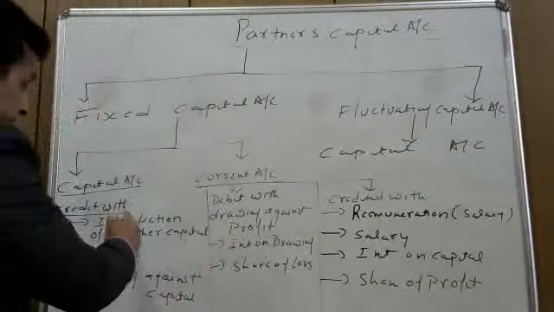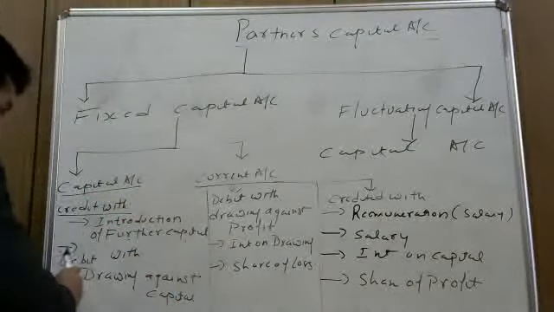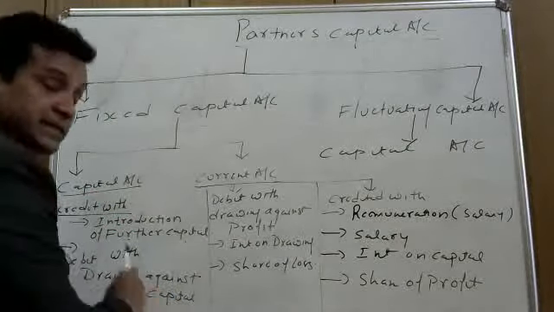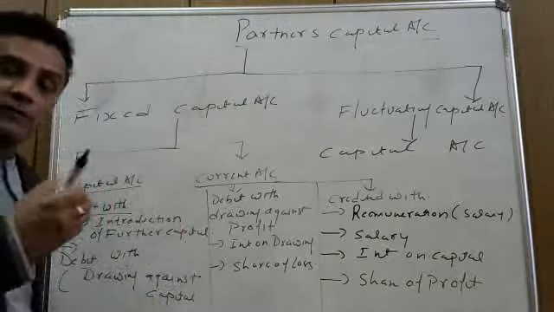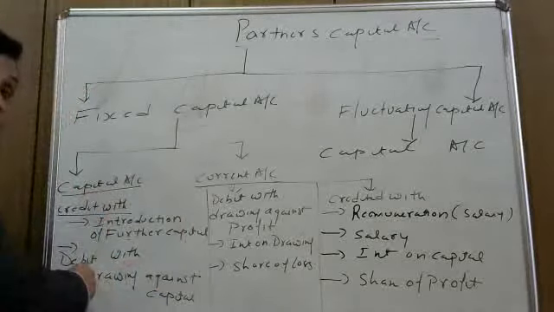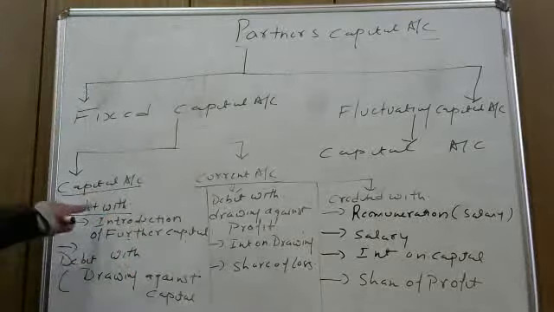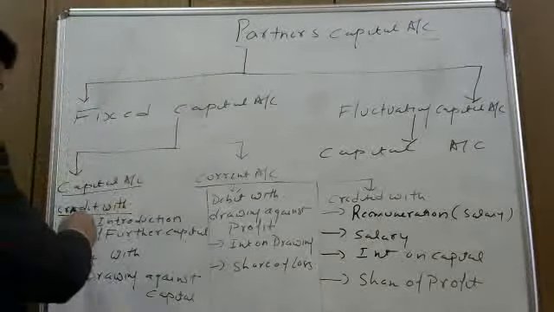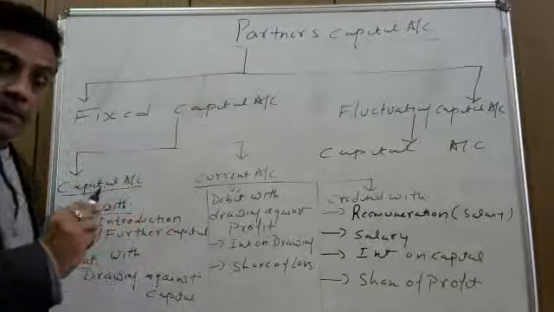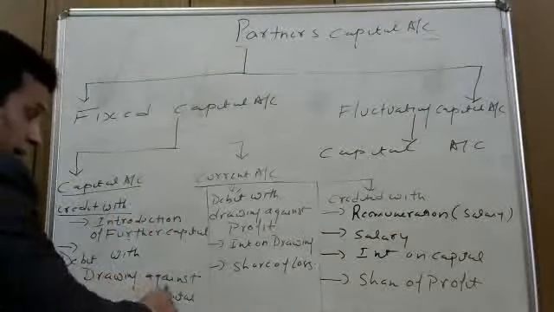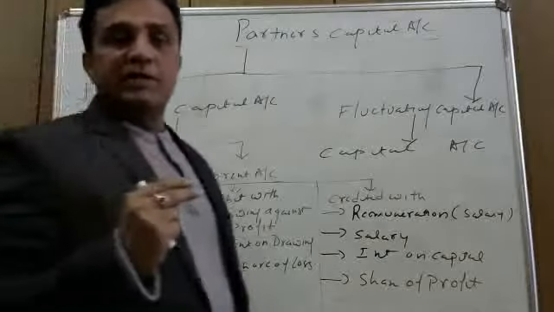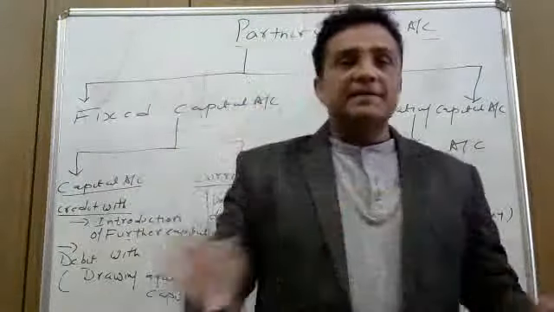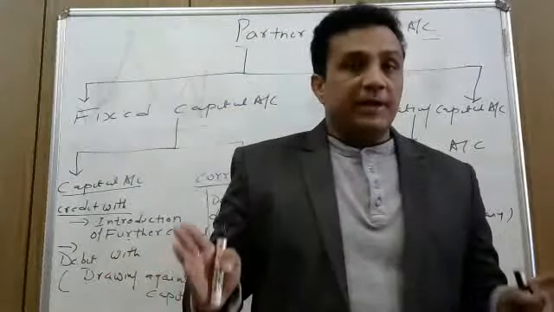In this case, his capital is credited. And the second condition is when he makes drawings against capital. When he withdraws money out of his capital, in that condition, his capital is debited. In simple terms, credited means capital का बढ़ना, debited means capital का कम होना. Credit with introduction of further capital and debit with drawings against capital. So these are the two conditions on which the fixed capital account can be changed. Under any other circumstances, the fixed capital account cannot be changed.